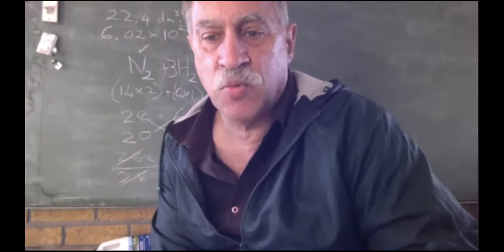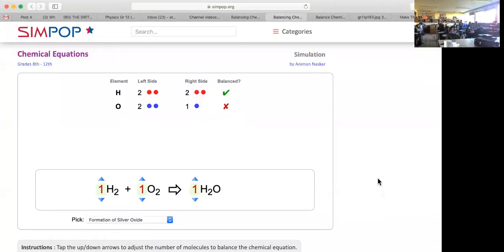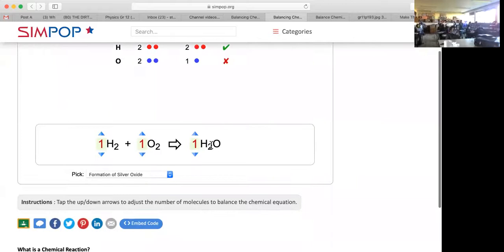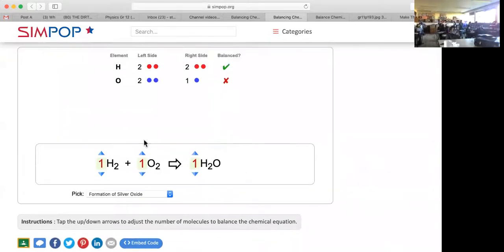Here's another website for balancing equations. I haven't really played with this one much. It says here, hydrogen plus oxygen goes to form water. Could you guys, if you don't mind, write this down? 1 H2 plus 1 O2 goes to form, well, just write this down.